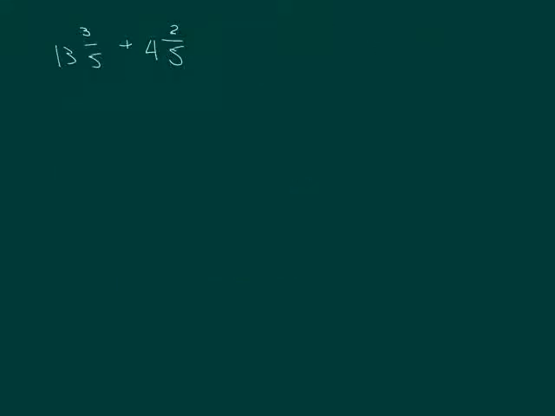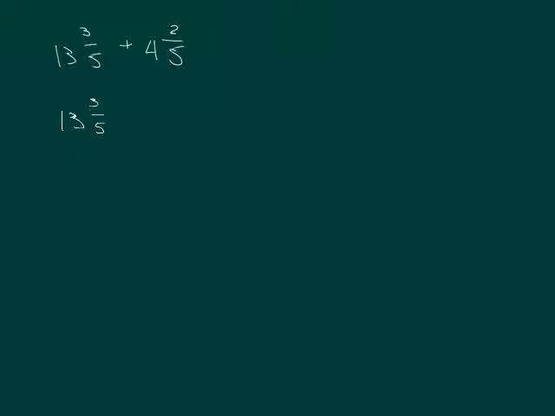Now sometimes when you're adding numbers together, you get mixed numbers. And remember, I said a mixed number was a whole number and a fraction stuck together or added together. So what we're going to do is we're going to add those, and what I like to do is put them in vertical form here.